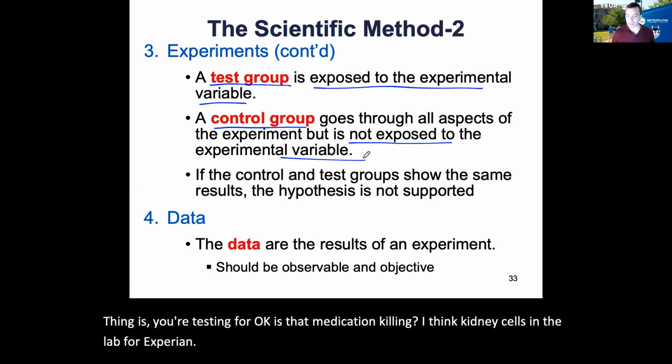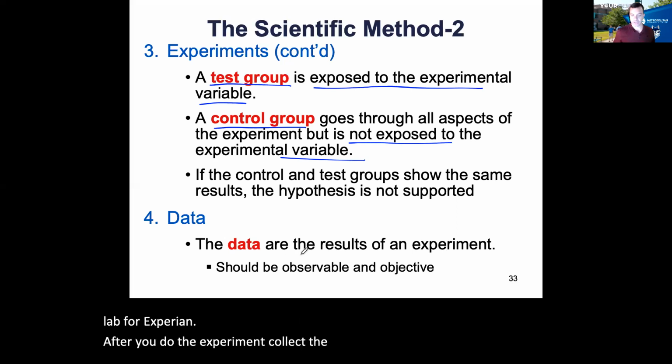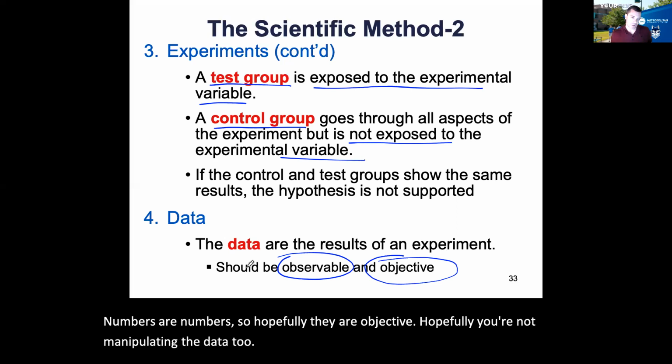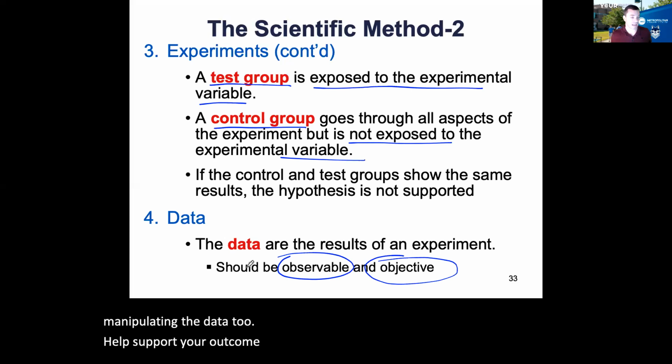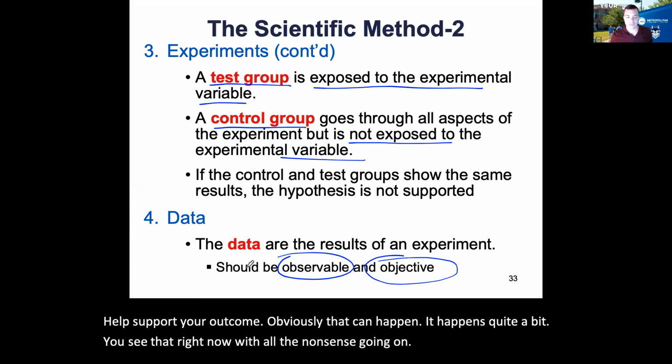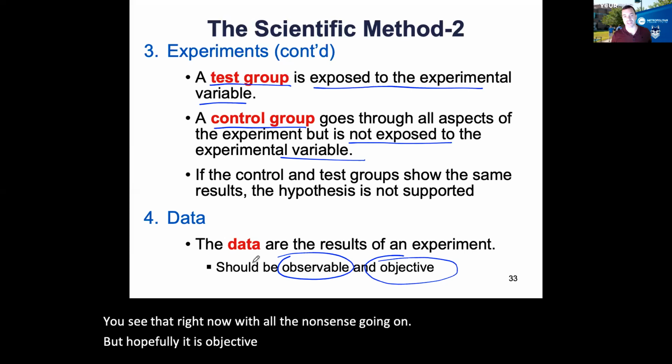After you do the experiment, collect the data, okay? You observe stuff. Numbers are numbers, so hopefully they are objective. Hopefully you're not manipulating the data to help support your outcome. Obviously that can happen. It happens quite a bit. You see that right now with all the nonsense going on. But hopefully it is objective, and data is just the results of the experiment, okay?